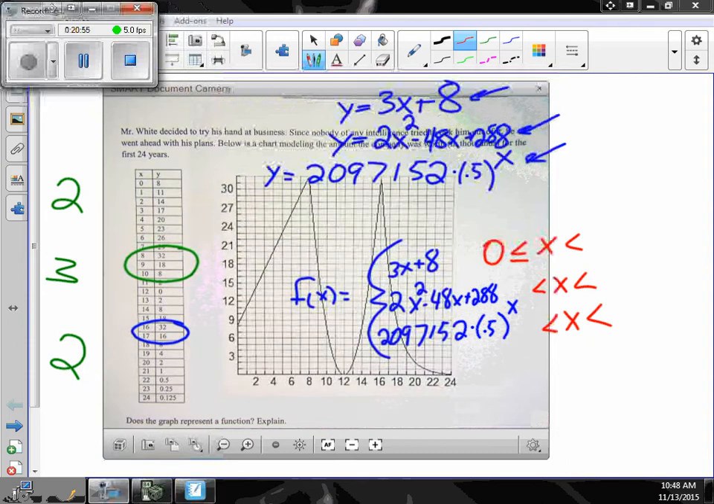Okay? And then how big does the linear function get on the x-axis? To 8. Well, is 8 part of the linear function? Yes, so we put an equal to.